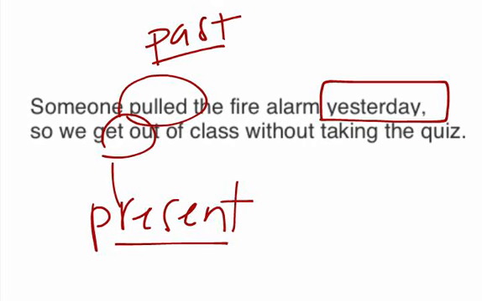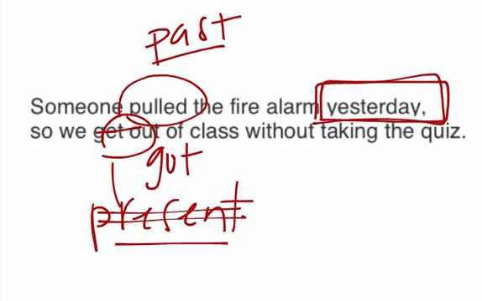So let's fix that. Since we're talking about something that happened yesterday, both verbs should be in the past. So if we change this to we got out of class, the sentence will read, someone pulled the fire alarm yesterday, so we got out of class without taking the quiz.